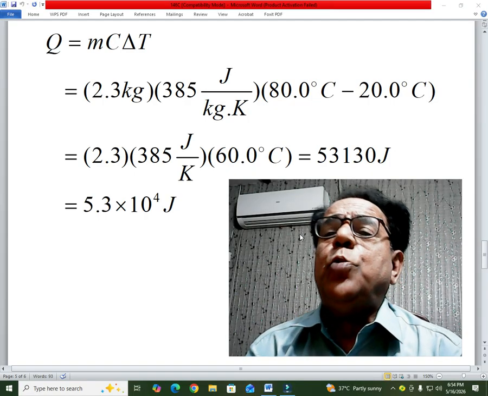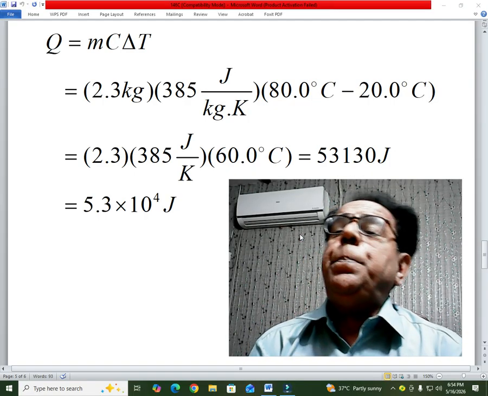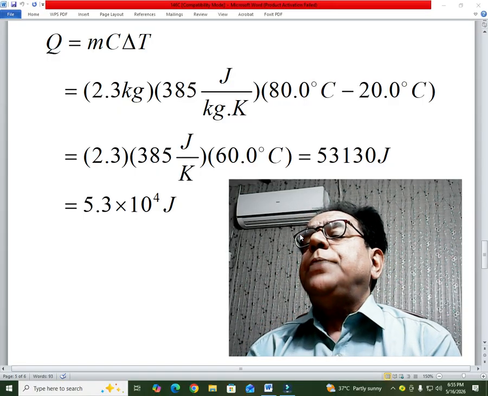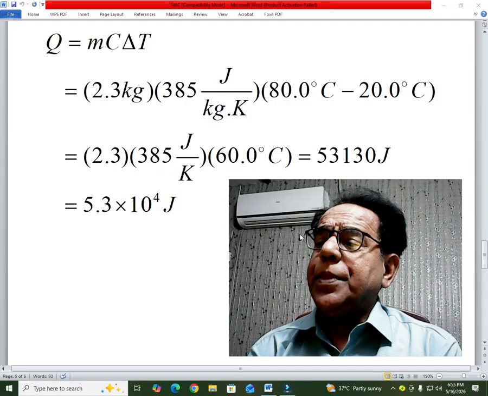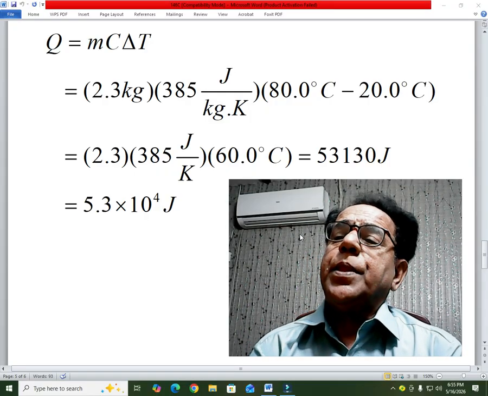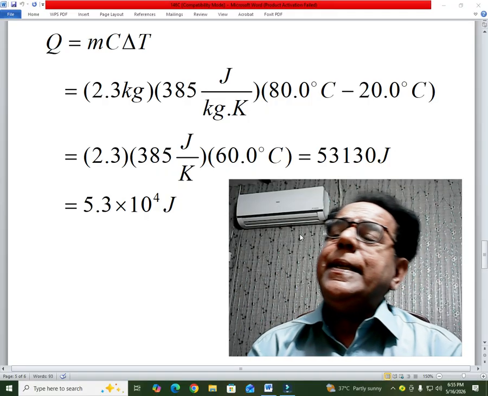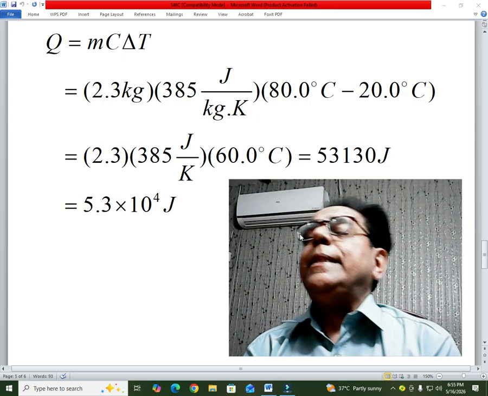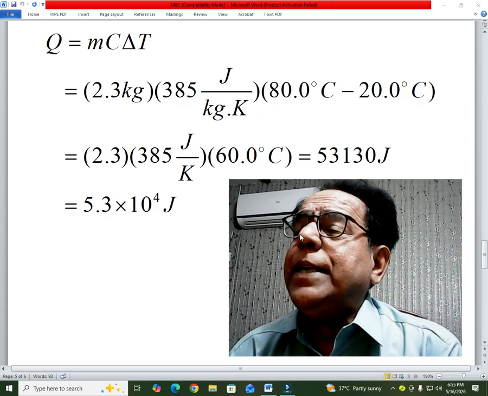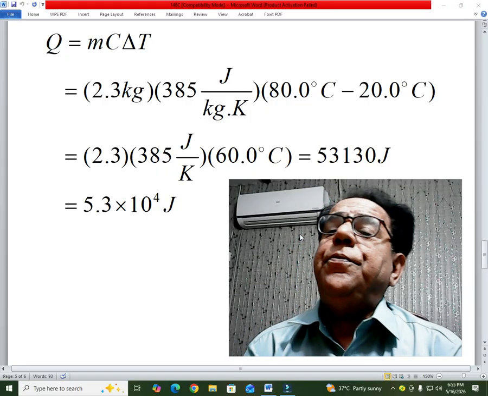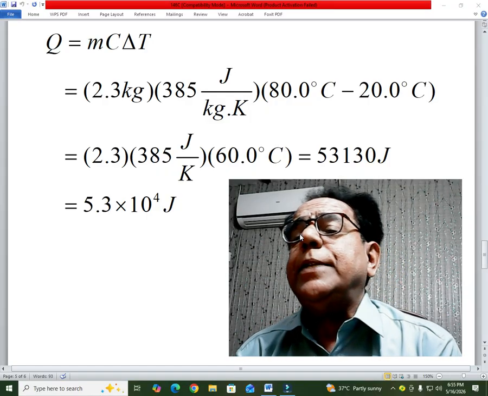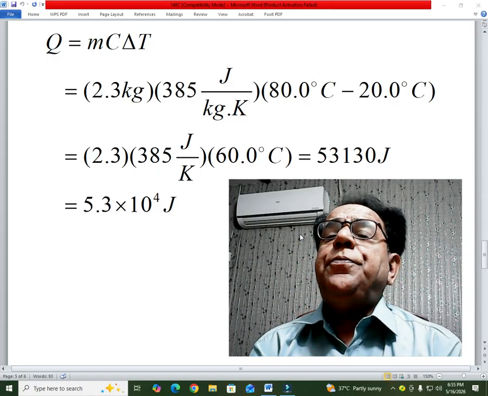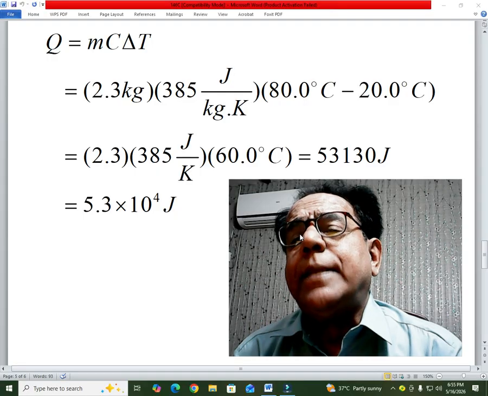So we will get 2.3 into 385 joule per Kelvin into 60 degrees centigrade, and this becomes equal to 53,130 joule, because Kelvin and degree centigrade will be cancelled and we will get only joule. We can rewrite this quantity, 53,130, as 5.3 into 10 raised to the power 4 joule. We can also write it as 53 into 10 raised to the power 3.